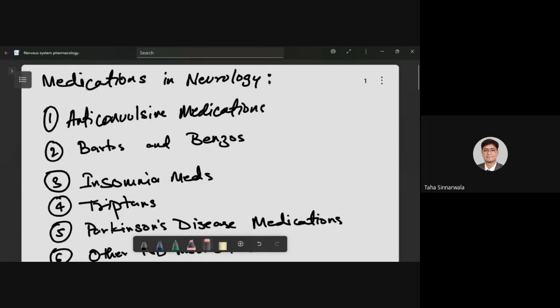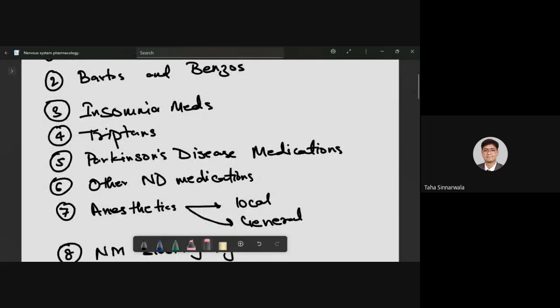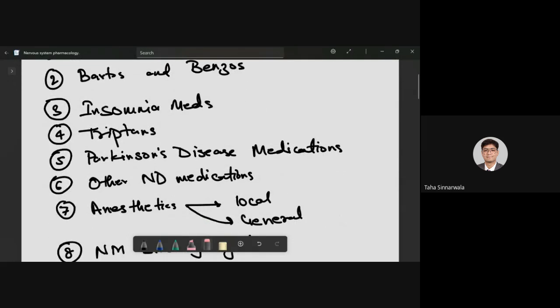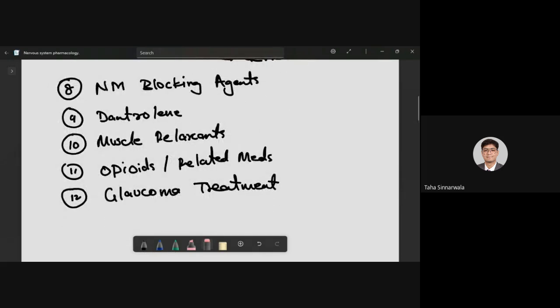We'll go to the depressants, so benzodiazepines and barbiturates. We'll talk a little about insomnia medications. We'll talk about triptans, which are abortive medications for migraines, Parkinson medications, other neurodegenerative medications, anesthetics, local and general, also neuromuscular blocking agents. Then we have one medication which is not a group, just one medication, which is dantrolene. Along with that, we'll finish up with some muscle relaxants, opioids, and then glaucoma treatment.